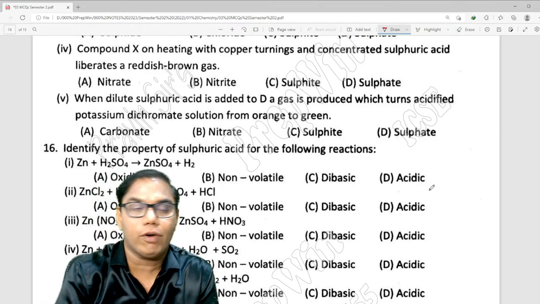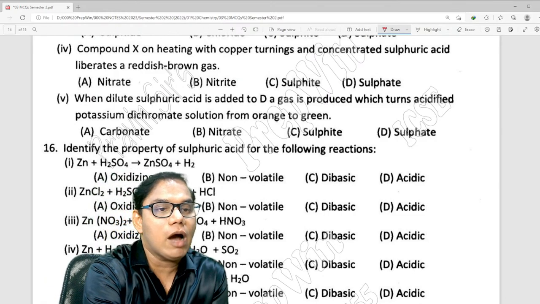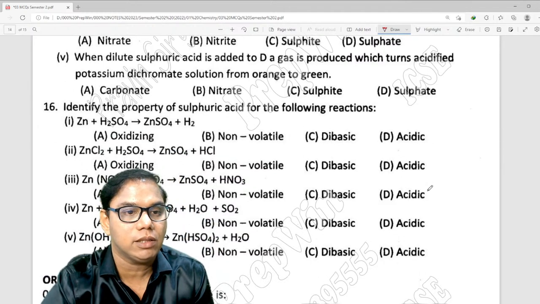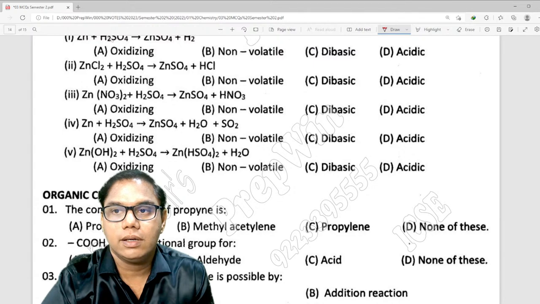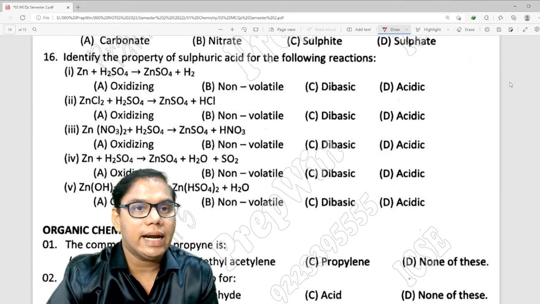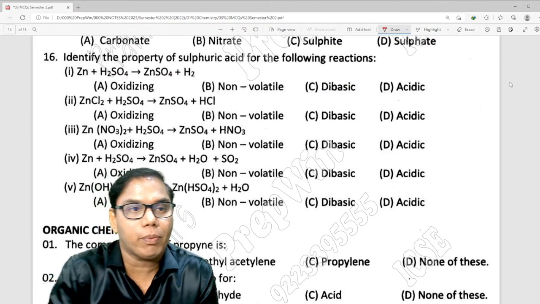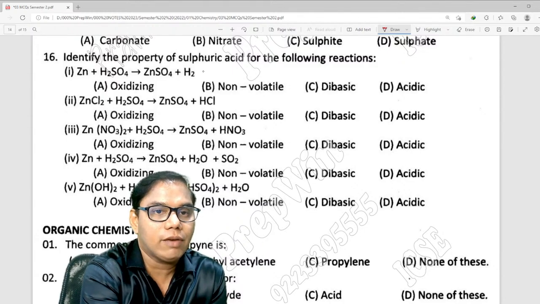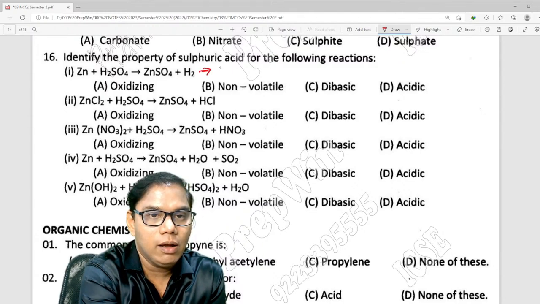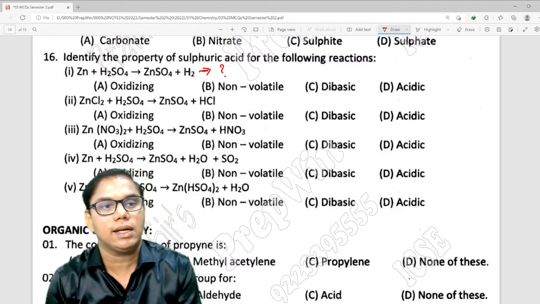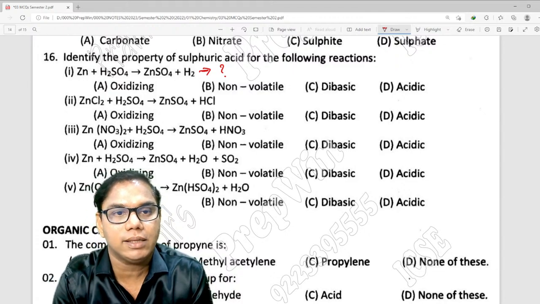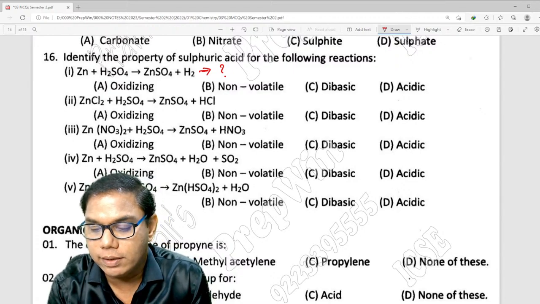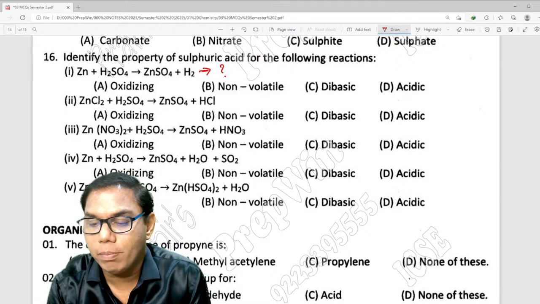What is the answer for first one? 16th one. Zn plus H2SO4 gives ZnSO4 plus H2. Which is the property? I want answer for this. Kya answer hai iska? Is it an oxidizing property, non-volatile, dibasic, acidic? Which property?